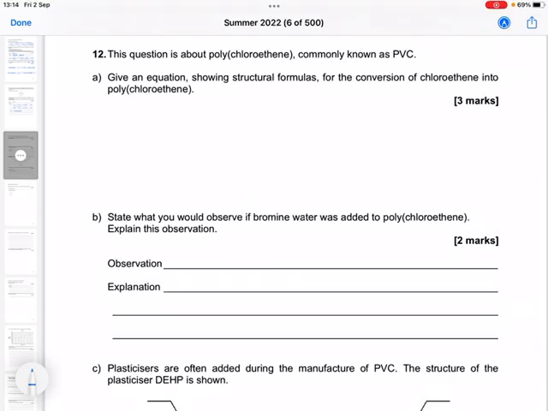This question is about polychloroethane, commonly known as PVC. Write an equation showing structural formulas for the conversion of chloroethene.